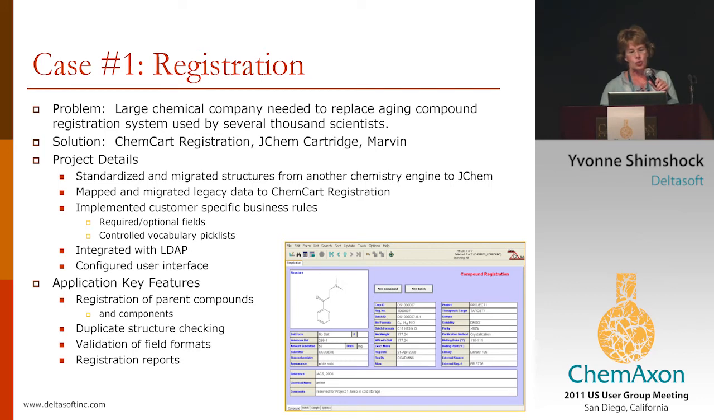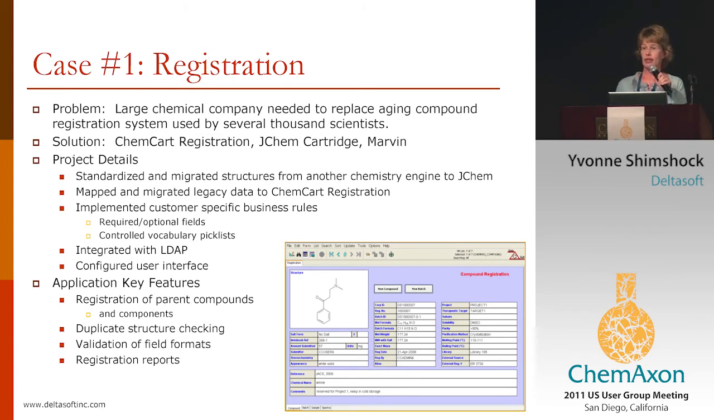In this case, we have worked with a large chemical company that needed to replace an aging compound registration system. So in this case, we provided the registration system, the ChemCart Reg, the JChem cartridge, and Marvin. Some of the key features of the registration are that the registrars have the review capabilities prior to submission, so to stop and check registration.